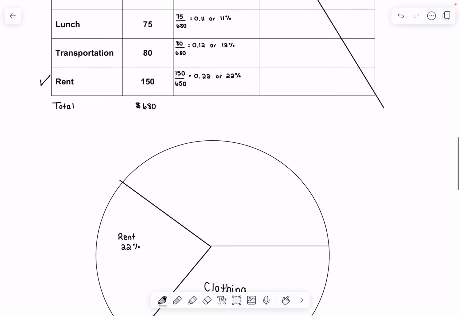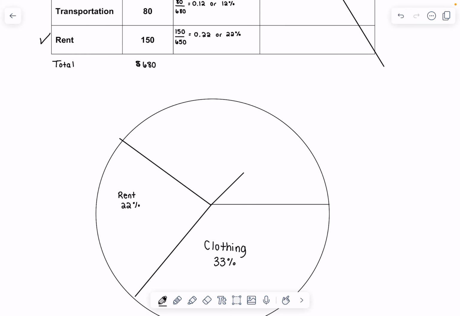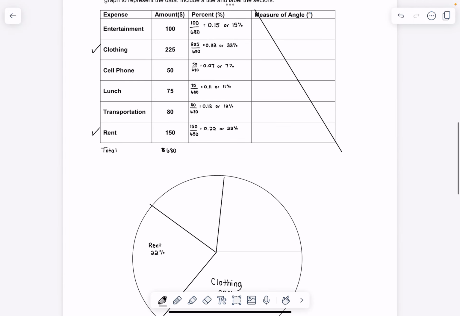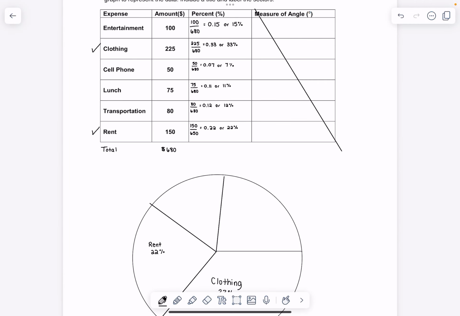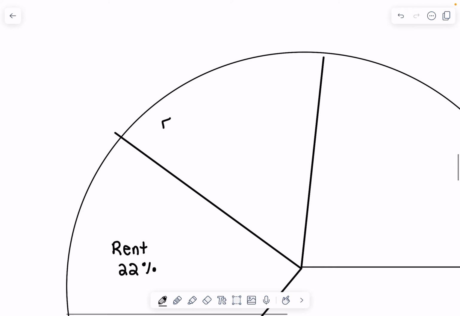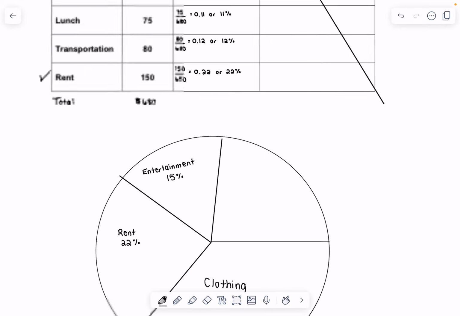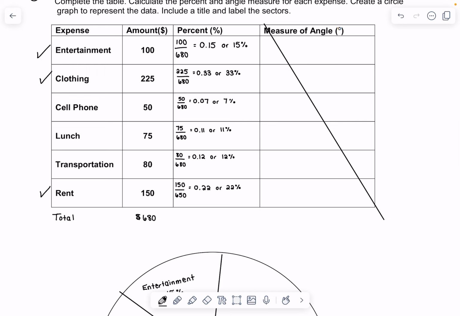Entertainment would be technically the next biggest piece at 15%. So if you think about it, this right here is about a quarter. So for 15%, we're looking at just over halfway, about right there. Again, we're doing the best that we absolutely can. So again, that is for entertainment. Okay. Now we have the bulk majority of our percentages.